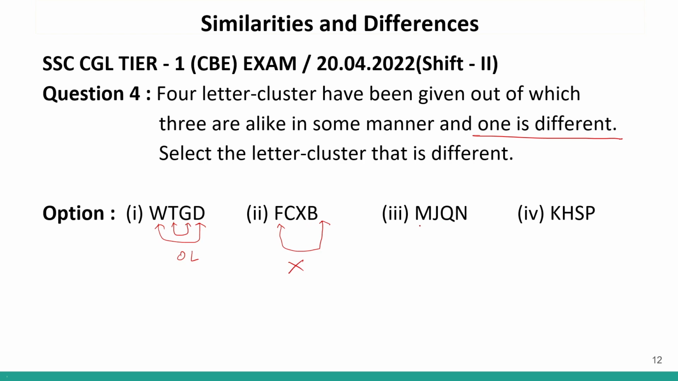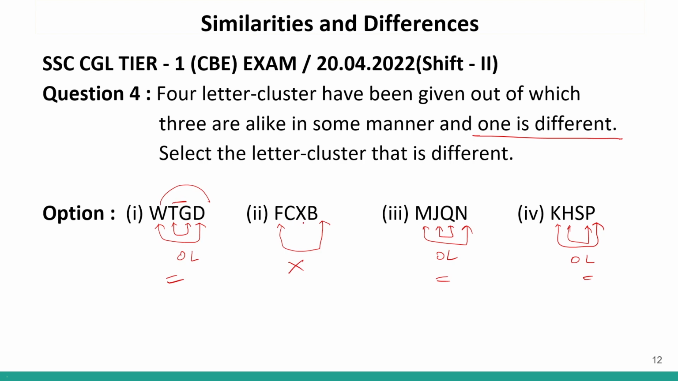Let us check for M and N. M and N are opposite letters. Similarly, J and Q are also opposite letters. K and P are opposite letters. Similarly, H and S are also opposite letters. So clearly you can see all these 3 terms have the concept of opposite letters, in which the first and the fourth term are opposite letters and the middle terms are opposite letters. These pair and this pair.